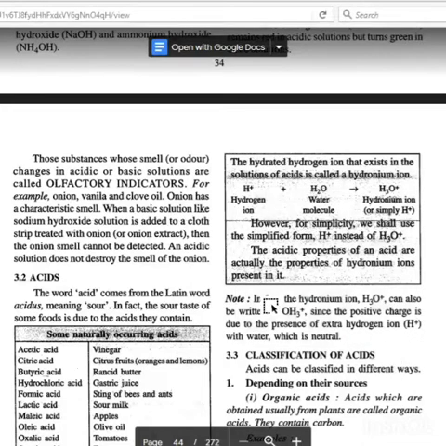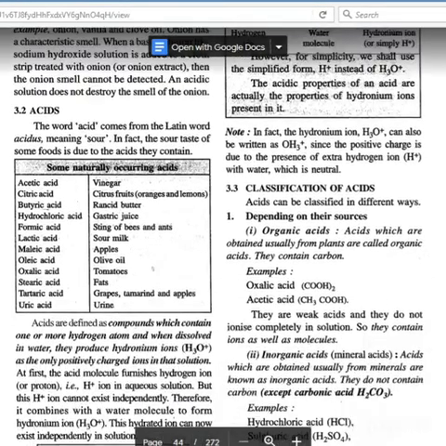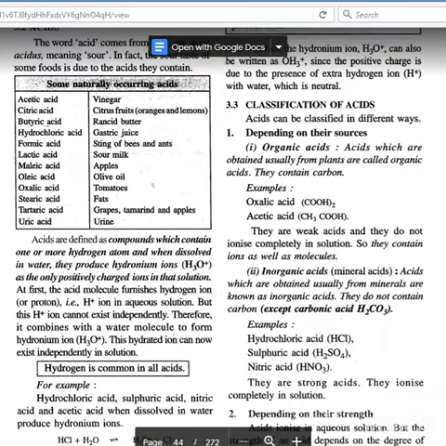Now the classification of the acids. For the classification, different bases of classification are there. First classification is based on the sources.